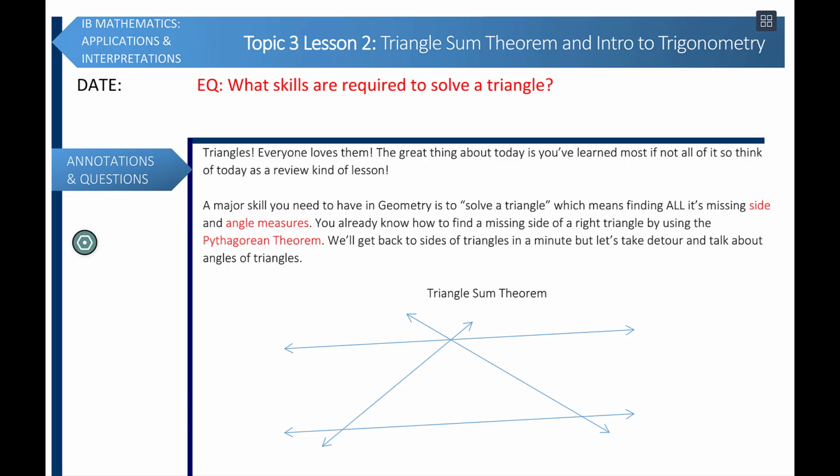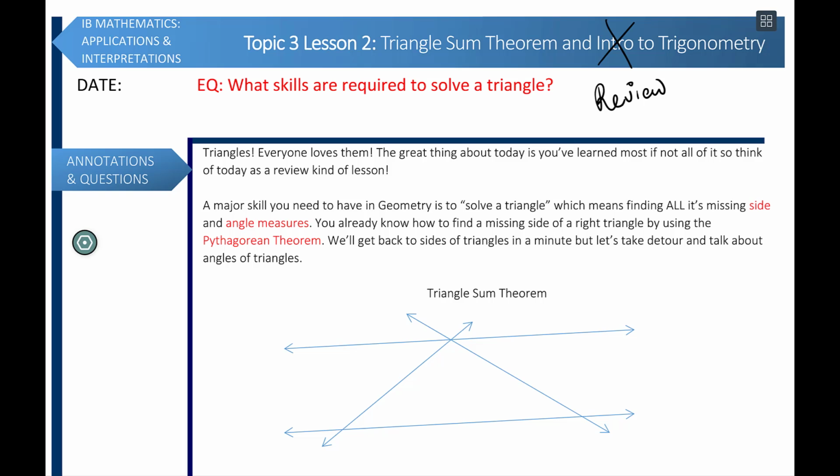The great thing about today is that you've already learned most of it, so think of it like a review kind of lesson. So instead of Intro to Trigonometry, we should really call this Review of Trigonometry. So you're not learning anything new that you haven't already done before. But a major skill that you need to have in geometry is to solve a triangle, which means you need to find all its missing side and angle measures.